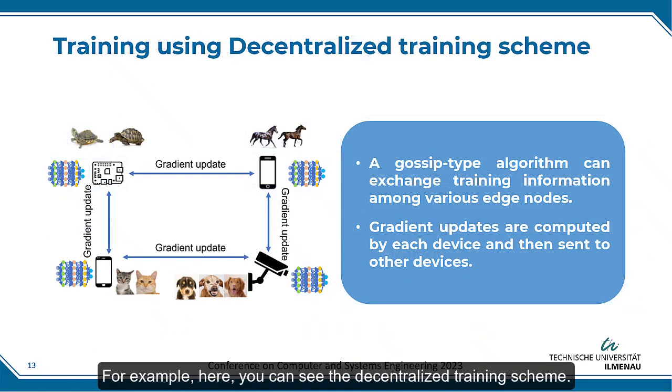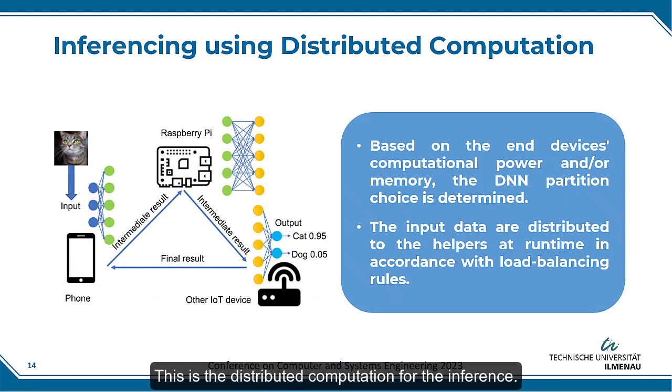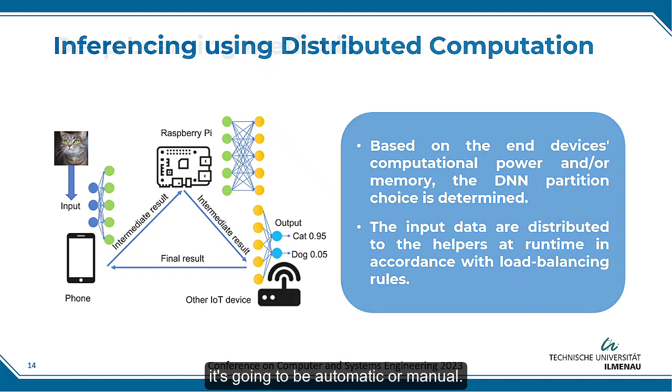For example, here you can see the decentralized training scheme. It can use different nodes with the gossip algorithm, which is an epidemic algorithm based on rumors itself. It transfers the gradient updates through the different devices. This is the distributed computation for the inference. You can see that we also have different devices here, and there is a partition. Based on the memory and computation limits that we have, it's going to be automatic or maybe manual.